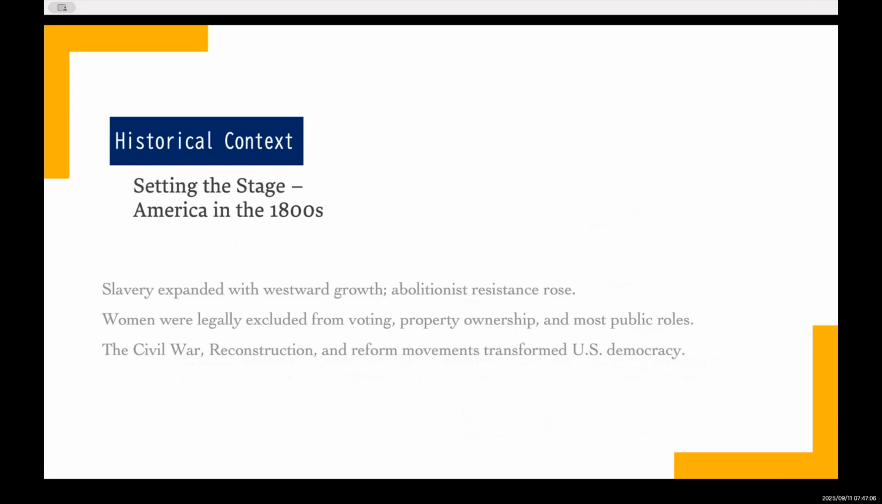To understand these changes, we first need to look at the historical context. In the 1800s, the United States was rapidly expanding westward. At the same time, debates over slavery and gender equality intensified. Slavery was deeply rooted in American society, but abolitionist movements gained momentum, especially in the North. Meanwhile, women began organizing to demand rights in education, marriage, property, and voting. These two movements, abolition and women's rights, challenged the foundation of American democracy and redefined who counted as a citizen.